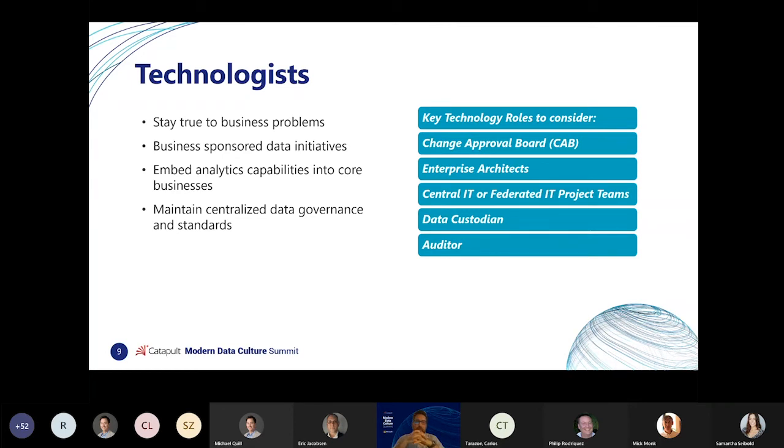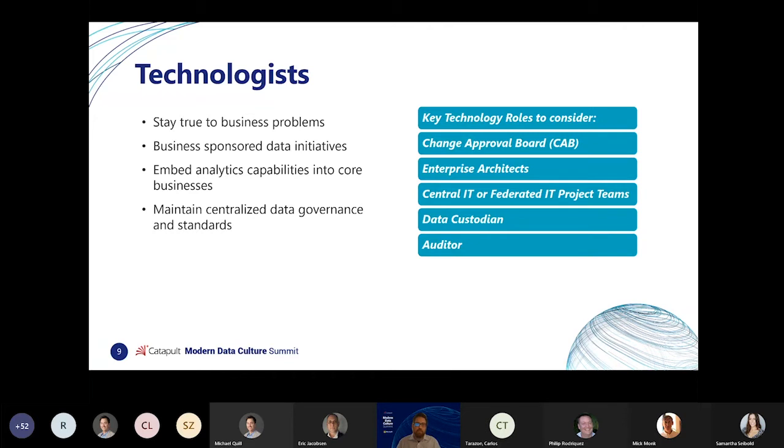Embedding analytics capabilities in the core of the business can happen in a couple of ways. One way we see is a hybrid approach where you maintain a centralized data group, might be in IT, that focuses on your data governance and data standards, making sure that everyone's working from the same playbook. But then you have decentralized personnel embedded within the business who follow those standards and governance, but understand the business in a very intimate way, so they can work as a liaison between the technology and the business goals. That seems to work really well.